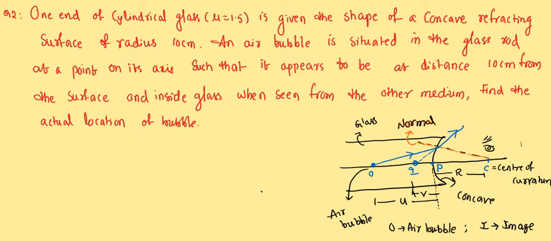In the glass medium, an air bubble is there. That means the air bubble is the object that is in the denser medium. When we observe from the rarer medium, from the outside of the glass rod, that air bubble appears nearer than the actual position. In the question, they are asking us to find the actual location of the bubble.